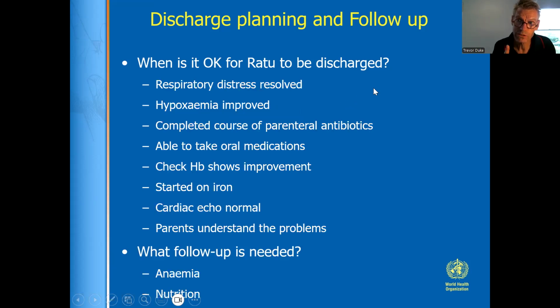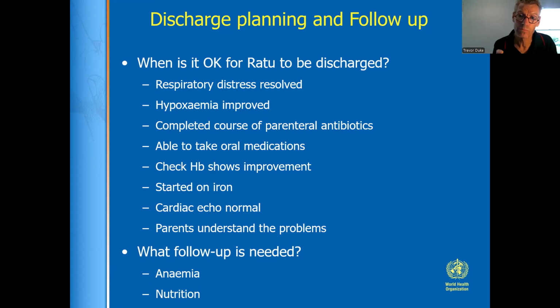Before Ratu's discharge, you might think to yourself, first of all, his respiratory distress needs to resolve, because that was why he came in the first place. He had severe respiratory distress. You would want that to be resolved. His hypoxemia was very severe when he came in. You'd want that to be resolved. So he can't go home until his oxygen saturation is more than 90% on room air, and consistently so. He can't go home while he's still got even moderate respiratory distress. Maybe with mild respiratory distress, he could go home, but largely those things have to resolve.